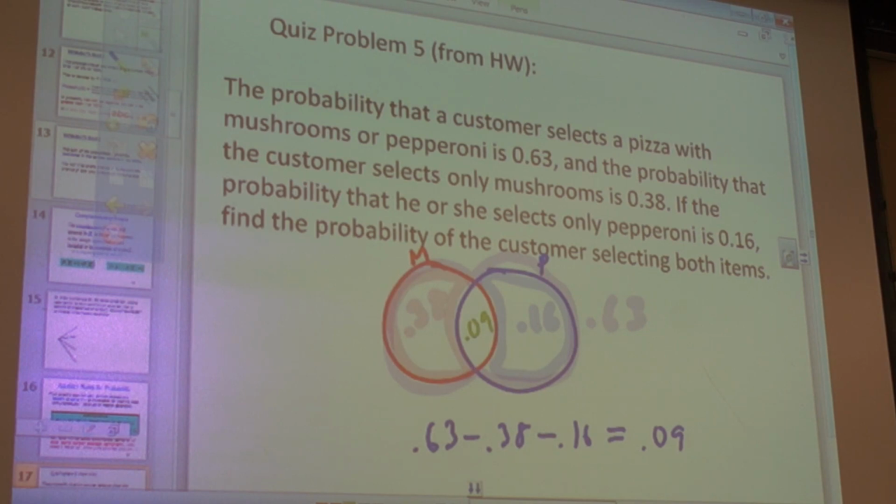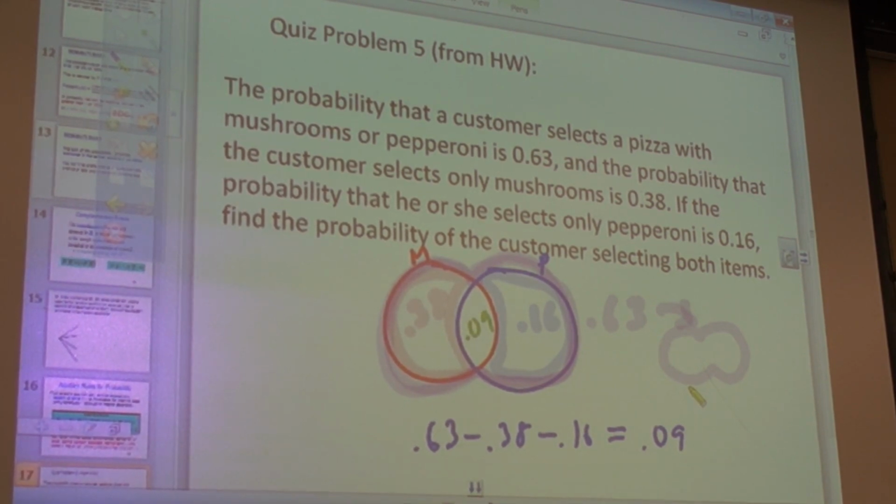Wait, so what is the 0.63 telling us? Mushroom or pepperoni? 0.63 is mushroom, the big circle. So the 0.63 is this guy right here, the big circle that includes everything. Does that kind of make sense? I was thinking it should be 100 or something. No. Okay, mushroom or pepperoni, because some people got neither, right? So that's a good question. So this is 63%. What happened to the other 37%? They did not get any mushrooms or pepperoni. They're like, none of that. They got sausage, or they got cheese, or they got something else.